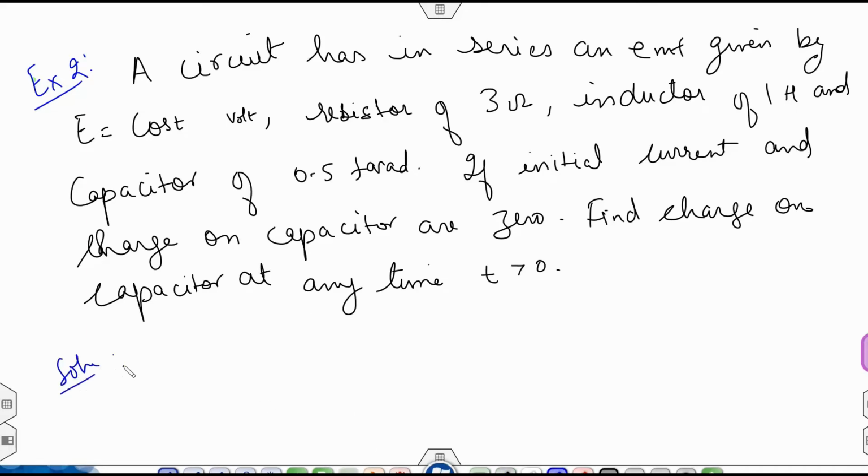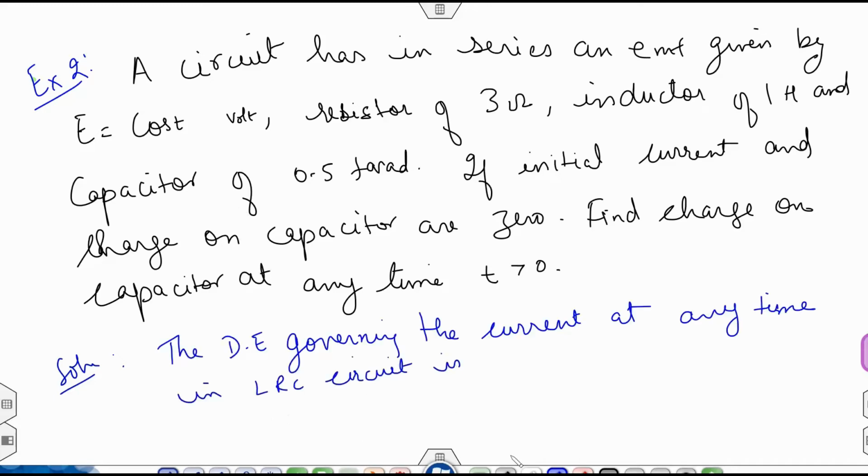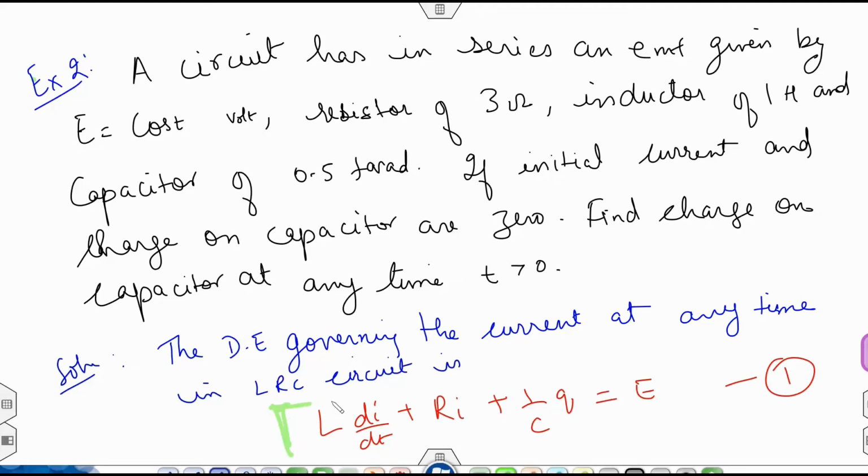So now let us see the solution. Again, we first write down the differential equation governing the current in the circuit. This is L di/dt + Ri + (1/C)q = E. I'll call this equation number 1. Now I need to put in the values which are given in the question. So I just put all these values in equation number 1. Finally I will get di/dt + 3i + 2q = cos t. I'll call this equation number 2.